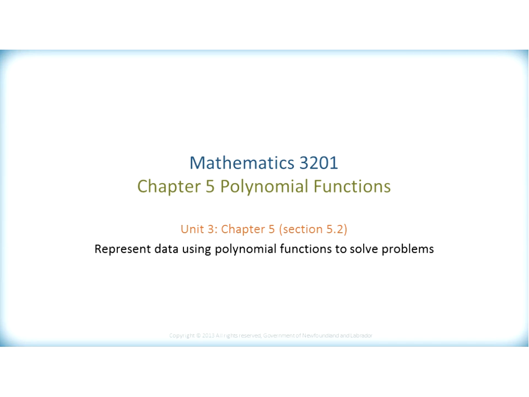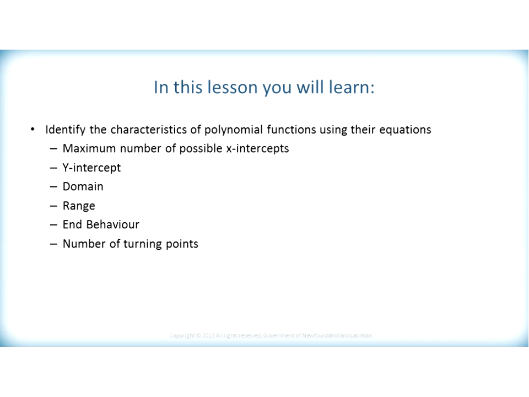We're looking at Chapter 5, Polynomial Functions. Specifically, we're looking at Section 5.2. In this lesson, we'll look at how to identify the characteristics of a polynomial function using its equation. So we'll be looking for mainly the y-intercept and end behavior.